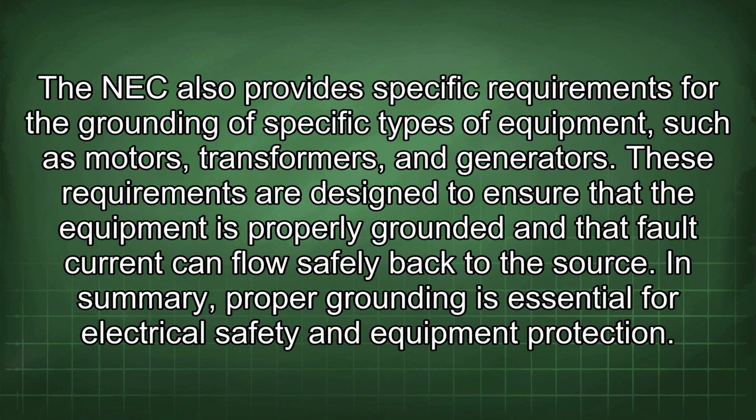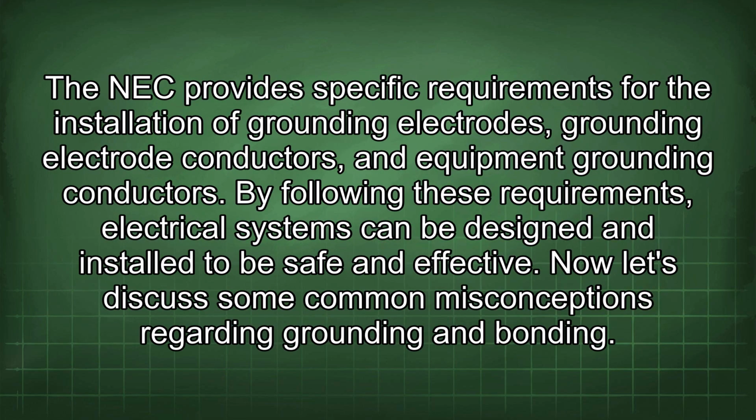The NEC also provides specific requirements for the grounding of specific types of equipment, such as motors, transformers, and generators. These requirements are designed to ensure that the equipment is properly grounded and that fault current can flow safely back to the source. In summary, proper grounding is essential for electrical safety and equipment protection. The NEC provides specific requirements for the installation of grounding electrodes, grounding electrode conductors, and equipment grounding conductors. By following these requirements, electrical systems can be designed and installed to be safe and effective.